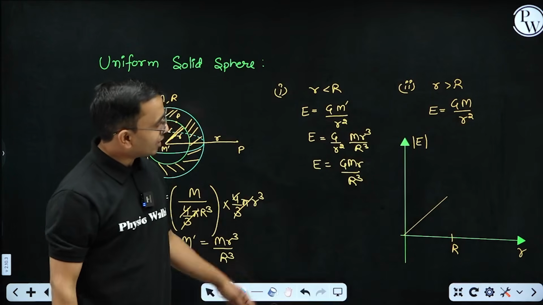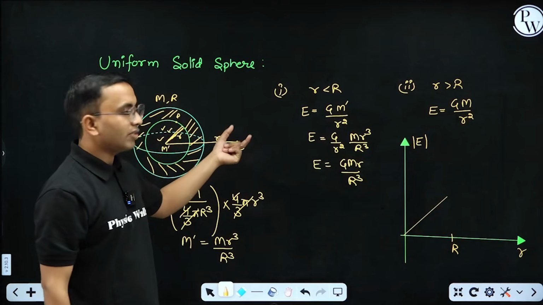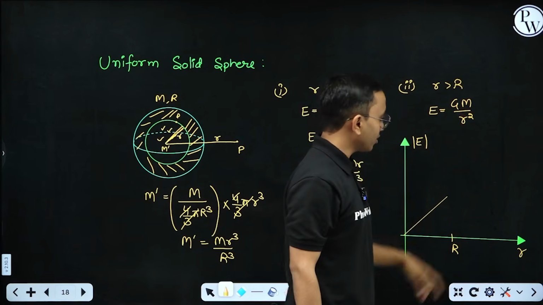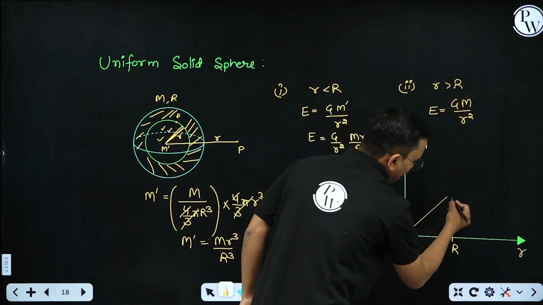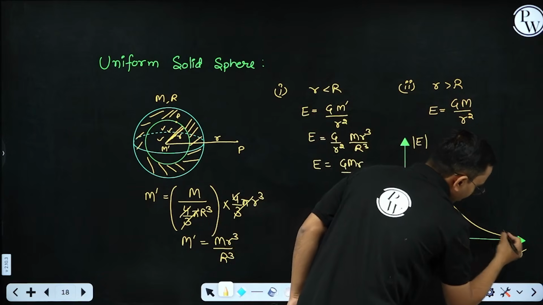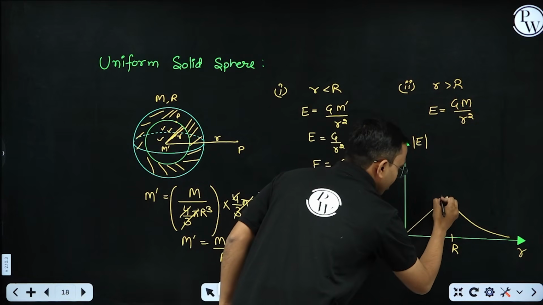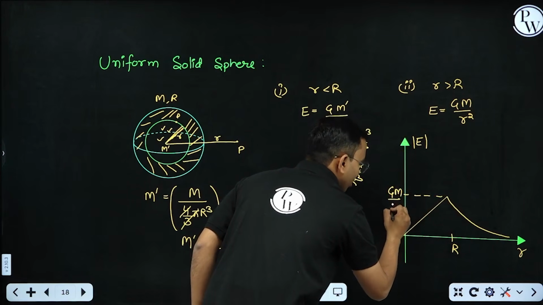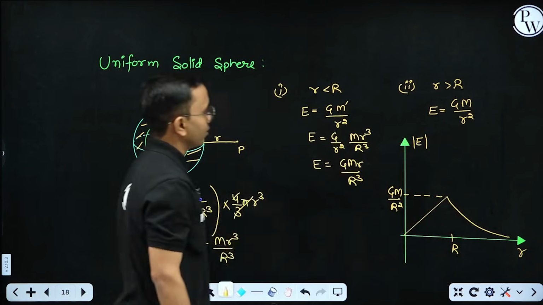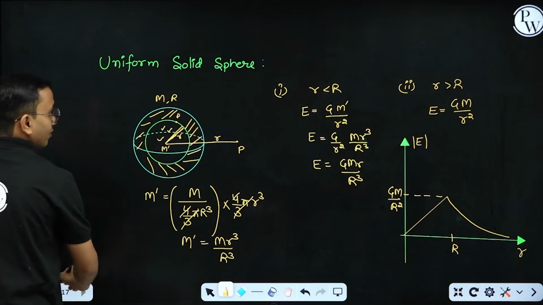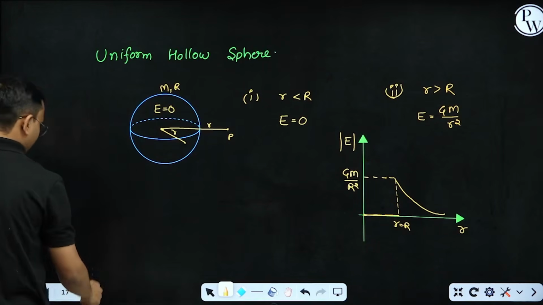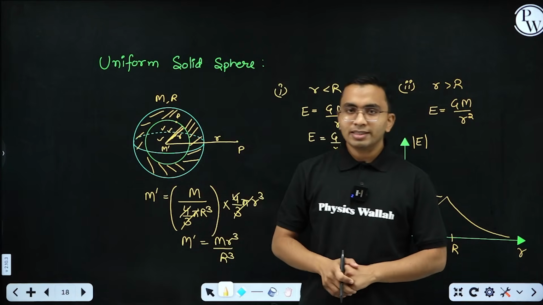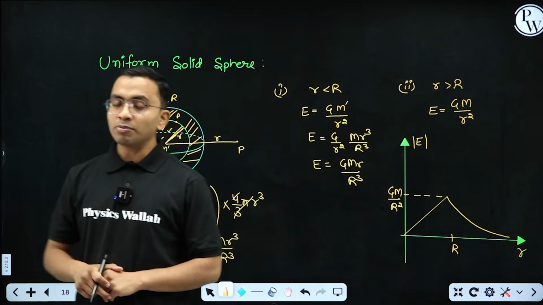Getting it? I made a mistake there. The distance from the center we need to take, okay? So not the radius, from the center we need to take, that is GM by r square. After that the relation is 1 by r square, so it will go like this. How much is this? This is at the surface, which is GM by r square. I hope previously when I wrote the formula, I took small r only there. Is this clear?